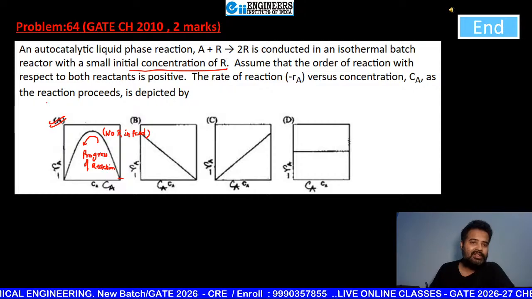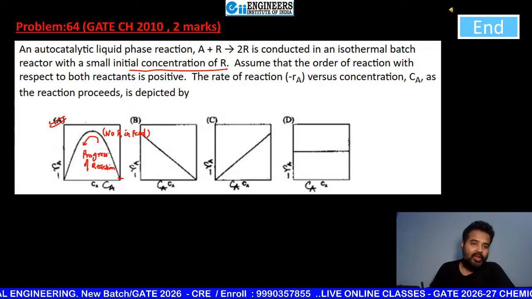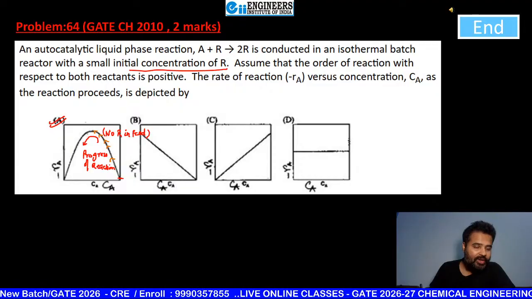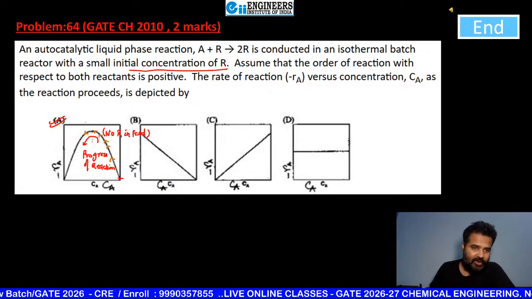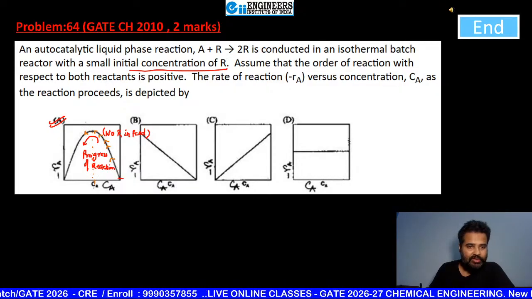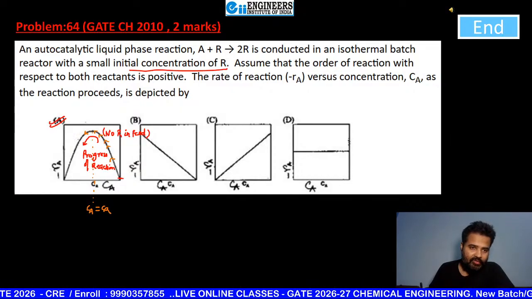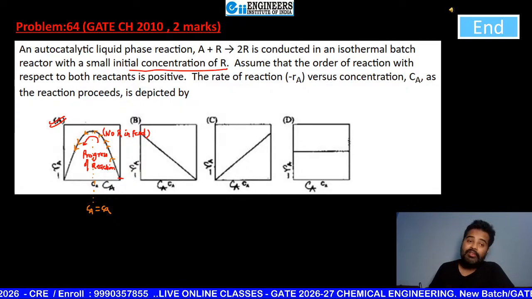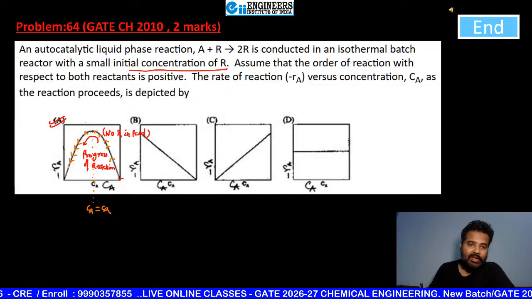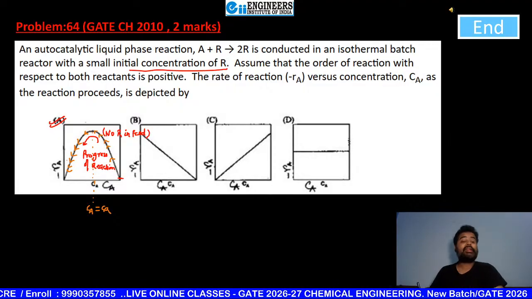The rate of reaction versus concentration proceeds. Clearly, when the concentration decreases, my dear students, initially the rate is less, but now Ca is decreasing and the rate is increasing. But after some point, when Ca becomes equal to Cr, further decrease in Ca and increase in Cr, the net effect is a decrease in the rate of reaction. So beta, A is the right answer.